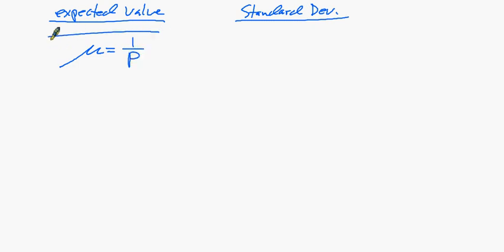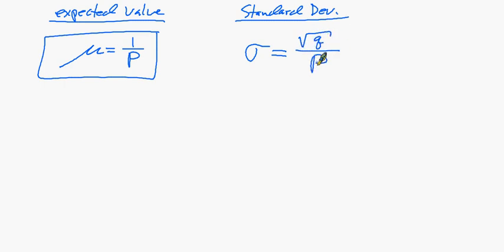So the expected value is nice and simple. It's actually just 1 over the probability of success. And when I calculate variation, that's going to be the square root of q over p, which again is nice and simple, square root of probability of failure over the probability of success. And that gives us our measure of variation in the probability distribution.